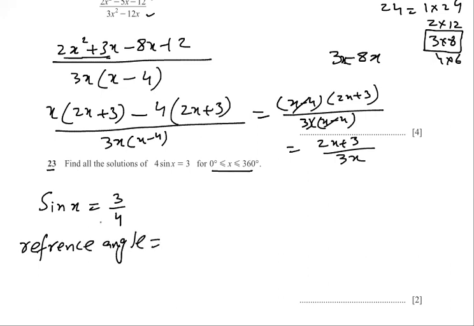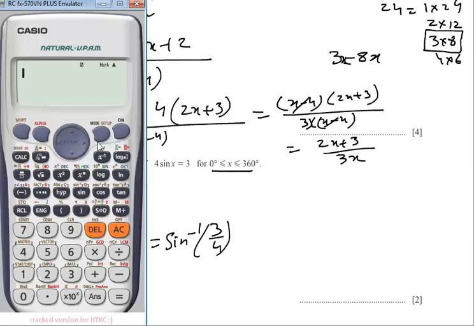How will I find the reference angle? It will be the inverse of the trigonometric ratio. Even if you have a negative value, for the reference angle take the positive value, okay? Find sin inverse of 3 over 4. Make sure your calculator is in degree mode. Right now this calculator is in radian, so let me convert it into degree mode. Sin inverse 3/4 is 48.59. If you round it, it will make 48.6 degrees.